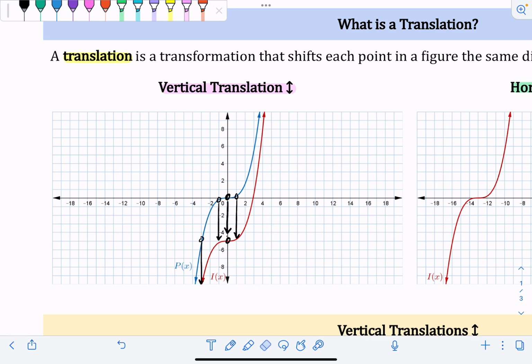The other thing about translations is that the shape of the graph doesn't change. The orientation, which is the way it's facing or pointing, doesn't change. It really just moves it. So if you picture sliding something around, that would be a translation.